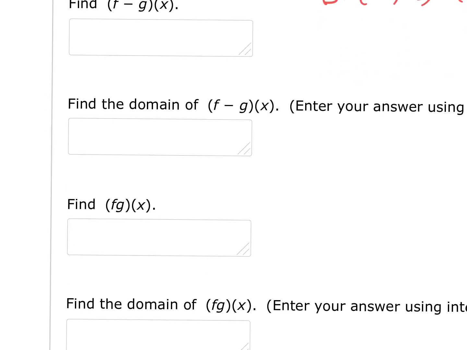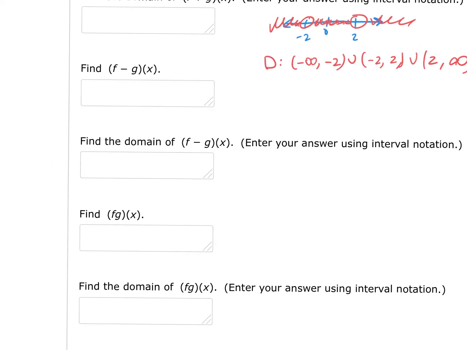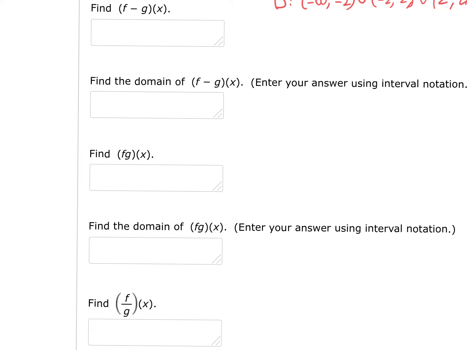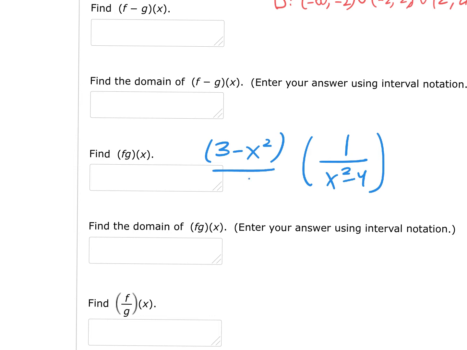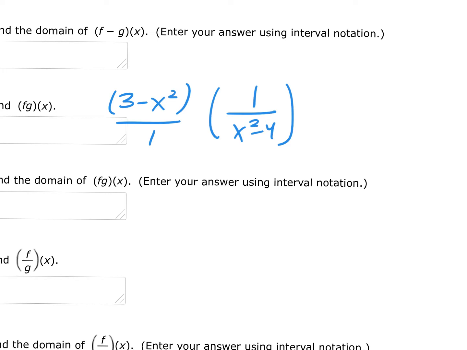Let's talk about multiplying these two functions together. We're going to take our two functions and we're multiplying them together. So it's 3 minus x squared, correct? Yeah. And then I have 1 over x squared minus 4, yes? Okay. Can I multiply these two together? Yeah. Just plop the 3 minus x squared on top of what we have right here.